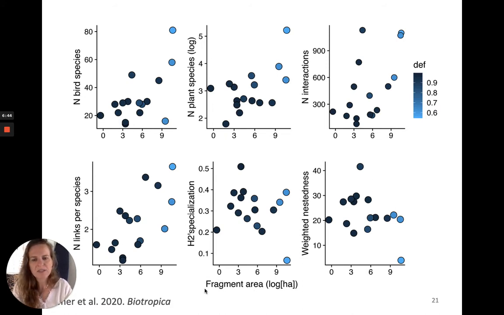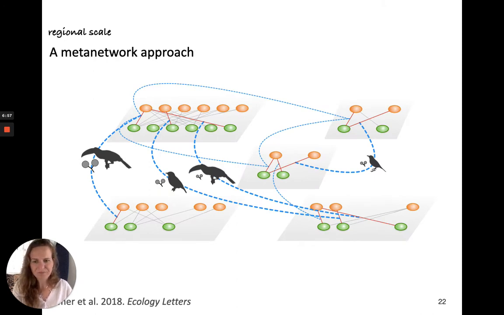And then in this case, we have a drastic reduction in the number of species, number of interactions, and also change in some of the network descriptors as we lose area. Another approach is to look at the regional scale.